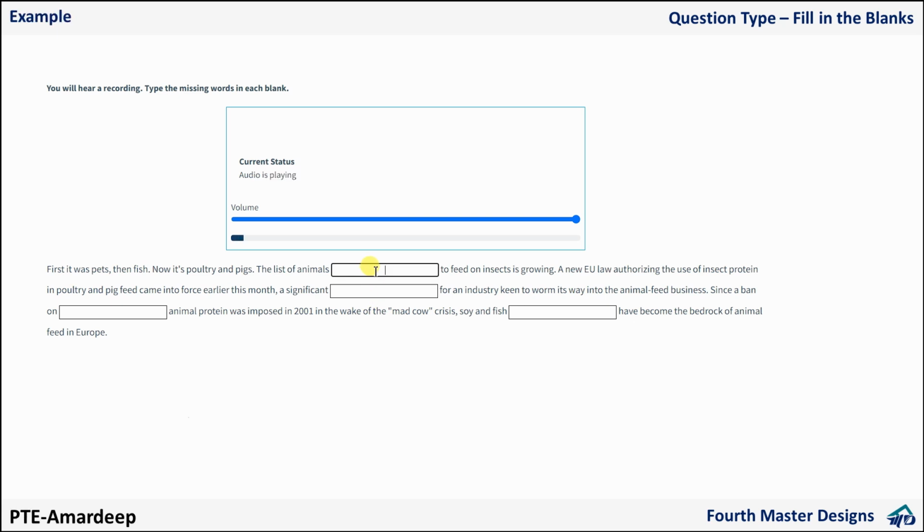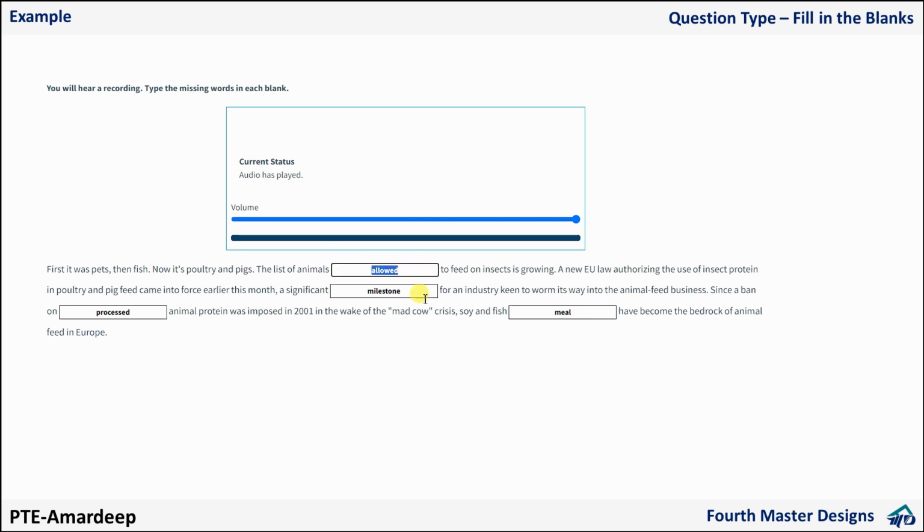First it was pets, then fish. Now it's poultry and pigs. The list of animals allowed to feed on insects is growing. A new EU law authorizing the use of insect protein in poultry and pig feed came into force earlier this month, a significant milestone for an industry keen to worm its way into the animal feed business. Since a ban on processed animal protein was imposed in 2001 in the wake of the mad cow crisis, soy and fish meal have become the bedrock of animal feed in Europe. Soy and fish meal have become the bedrock of animal feed in Europe.